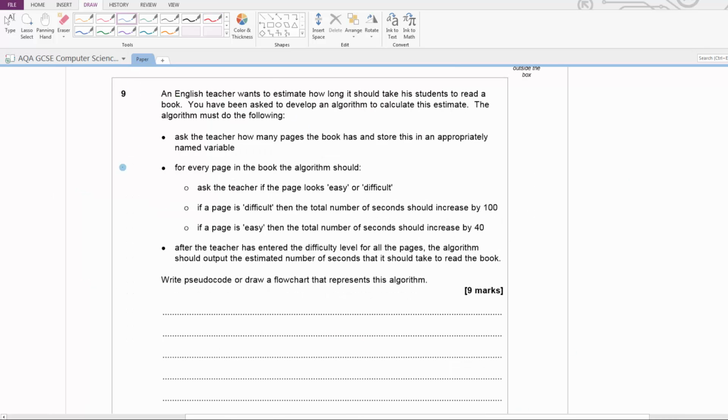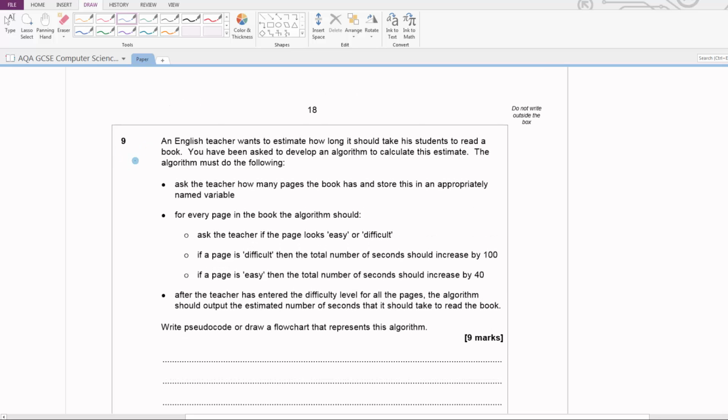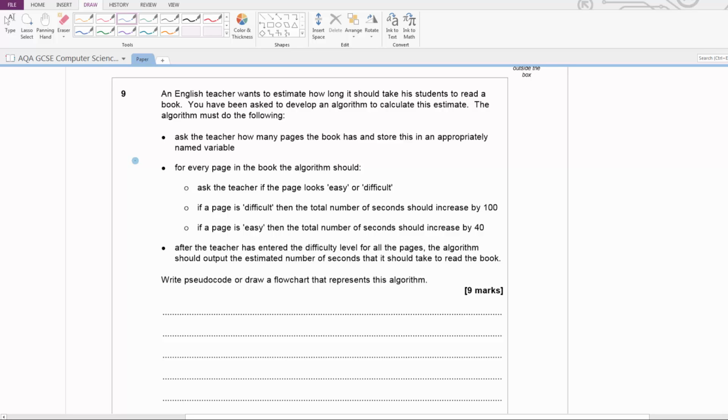Question 9 is appropriately worth 9 marks. So this is the longest mark part of a question, or this is just the whole question in the paper. And this is the algorithm question. Some people probably dread this, some people would really like this. And in this scenario we are told that an English teacher wants to estimate how long it should take his students to read a book. You've been asked to develop an algorithm to calculate this estimate, and they must do the following.